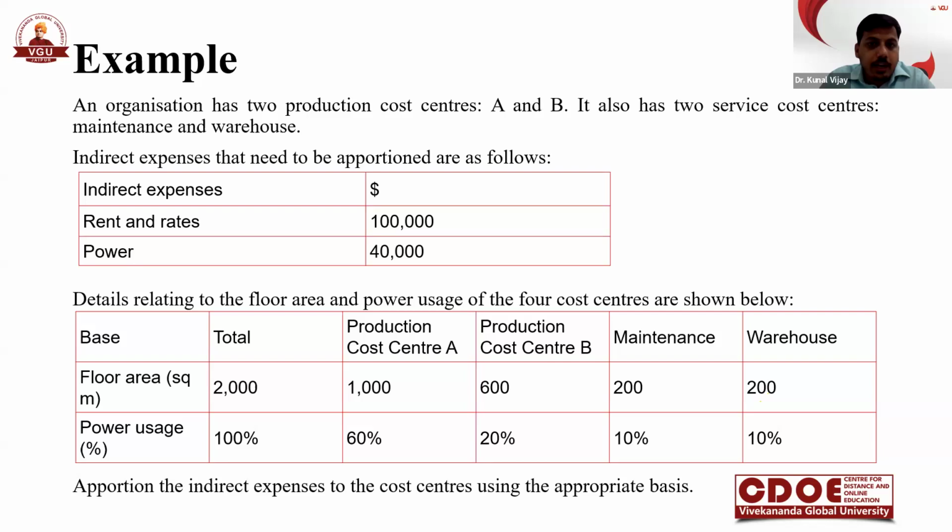Indirect expenses that need to be apportioned are as follows. Indirect expenses are rental rates 1 lakh and power 40,000. Details relating to the floor area and power uses of the four cost centers are as below. Floor area is there, power uses are there. For rental rates we will use floor area, and for power we will use power uses. So we will have to apportion the indirect expenses in the cost centers.